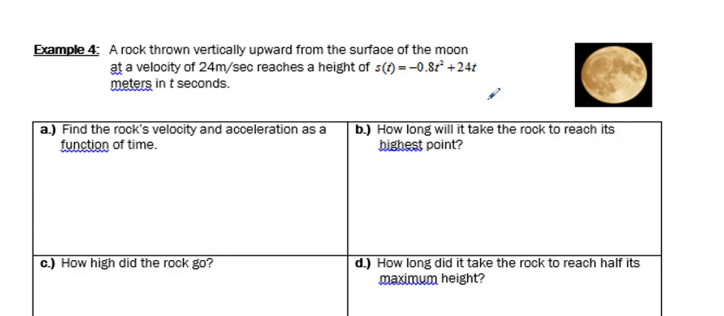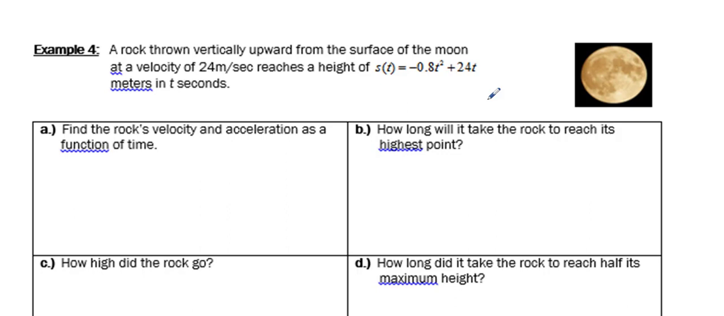Okay, a rock is thrown vertically upward. So it's going to have a positive initial velocity, from the surface of the moon, velocity of 24 meters per second, great. Reaches a height of a position function, S of t equals negative 0.8 t squared plus 24t, meters and t seconds. The way they write things sometimes is a little confusing.